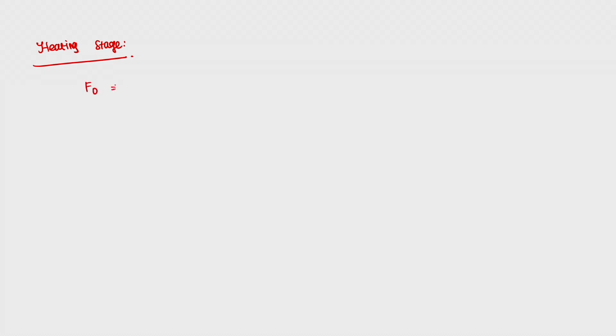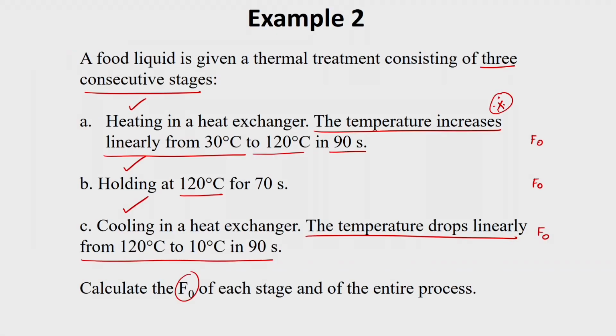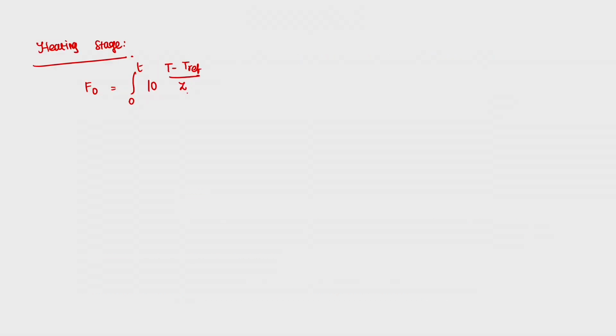The F naught formula we are now familiar with: integral from 0 to t of 10 to the power of (T minus T reference) upon Z, dt. There is no information about the reference temperature and Z, so we will take the default reference of 121 degrees centigrade and Z value of 10 degrees centigrade. This is for Clostridium botulinum, right. One more thing, here T is a function of t.